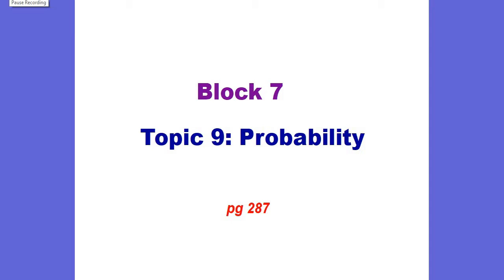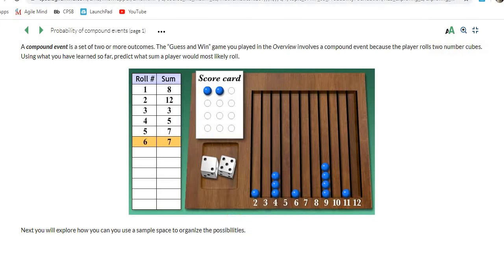We're skipping to block 7 on topic 9, probability, on page 287. The other blocks we're able to skip because you don't need to know that as a 7th grader just yet. So the first thing, remember when we did this game a couple days ago and you had to bet on which number? You put the marbles in the slot, and that represented your bet of how often you thought the dice was going to land on that sum. So we're going to use that thinking again.